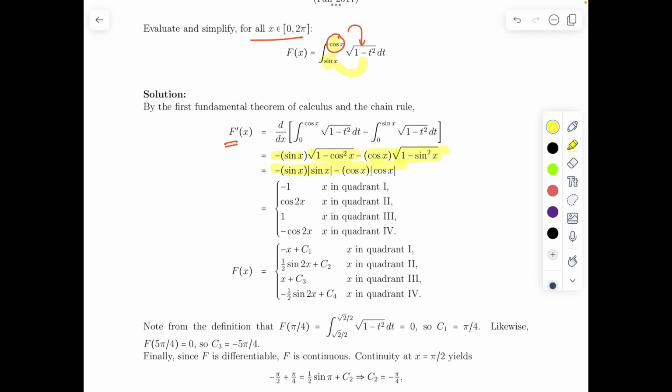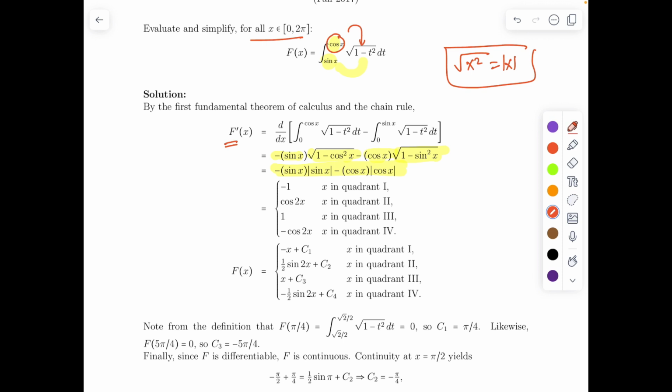So finally, we got minus sin x mod sin x, which is a very crucial part of this problem, because what's crucial is root over x square is mod x in general, right? It takes care of all possibilities of positive, negative, and being 0.